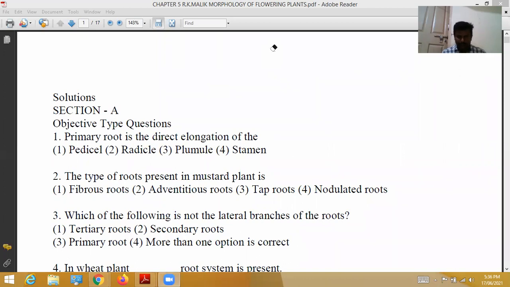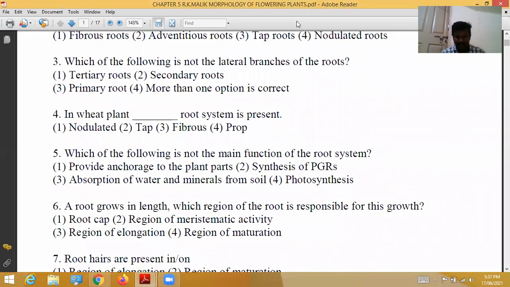Okay, that's all. Next, the fourth question. See here, in the wheat plant, dash root system is present. Nodulated roots are present in leguminous plants, but they have asked about wheat. Wheat is not a leguminous plant, so option 1 is wrong. The tap root system is generally found in mustard, carrot and turnip, so the tap root system is also wrong.